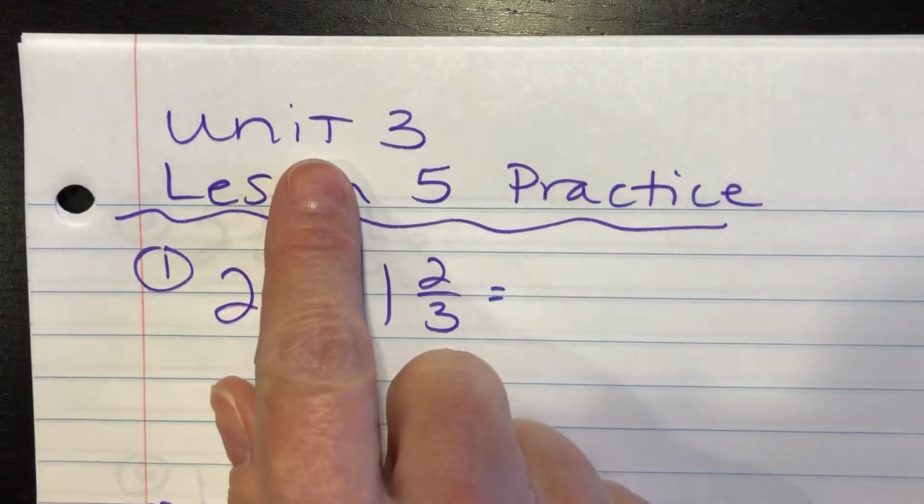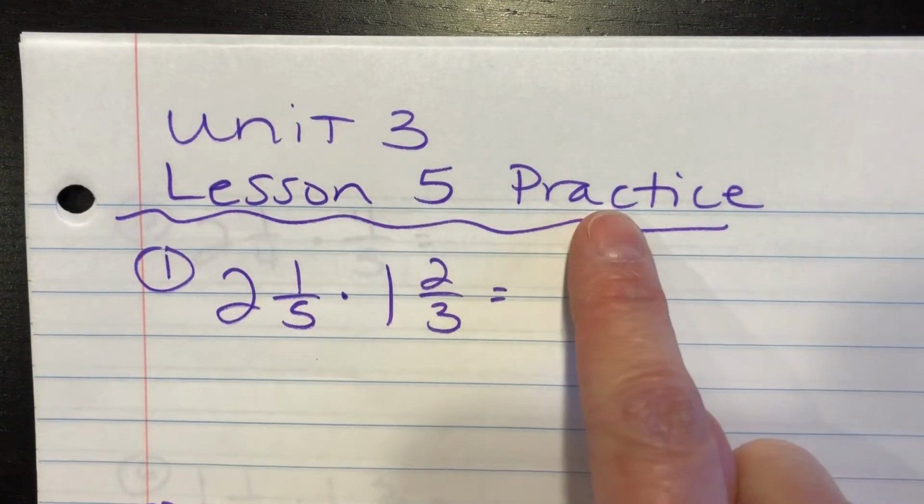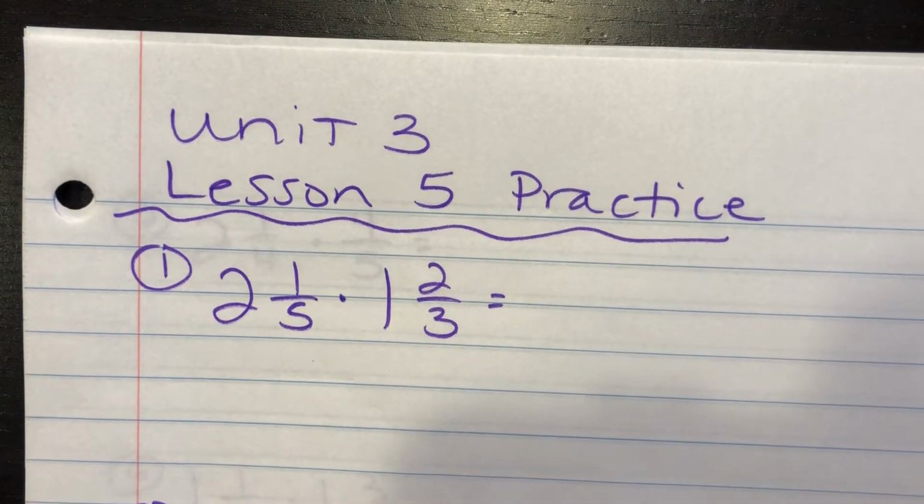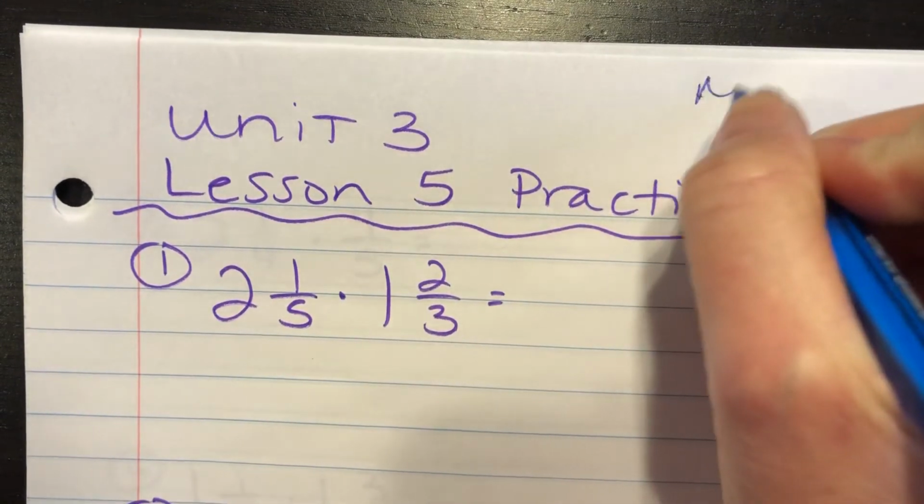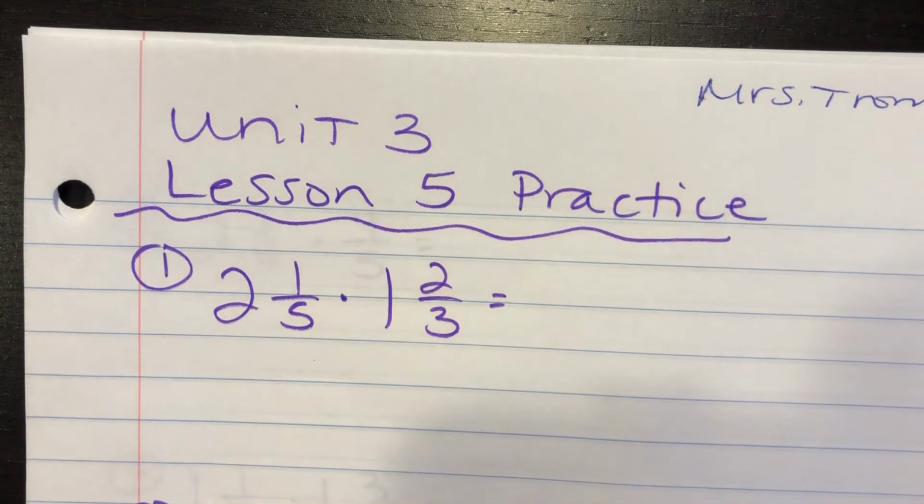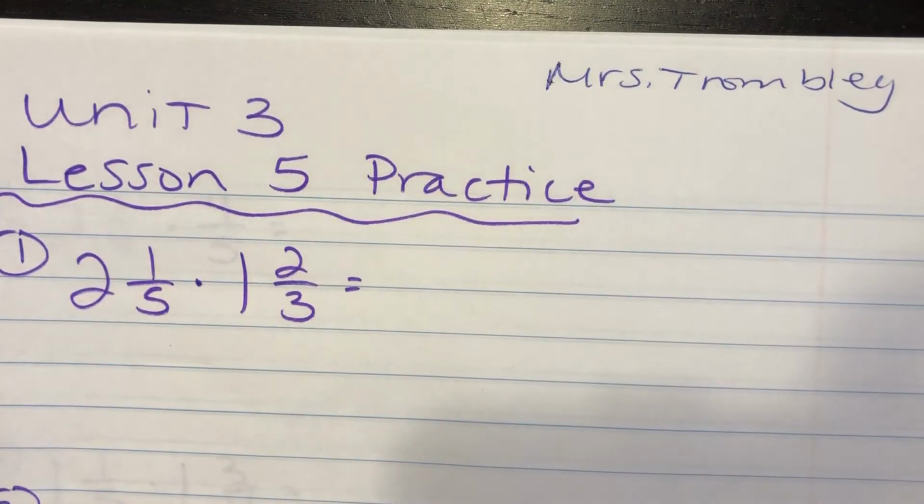So at the top of your paper, you can write Unit 3, Lesson 5 practice, and then put your name on it. Go ahead and put your name on it right now. I'll write my name too. Mrs. Trombley. And hopefully you have your name also.